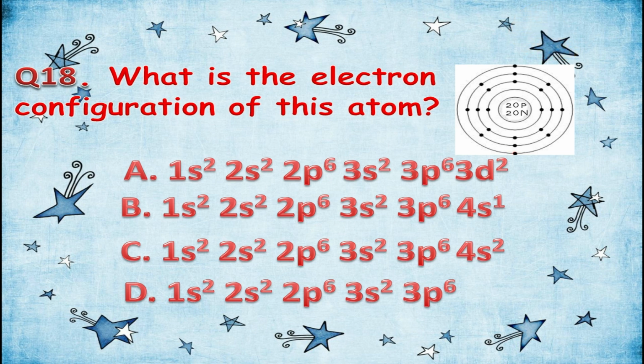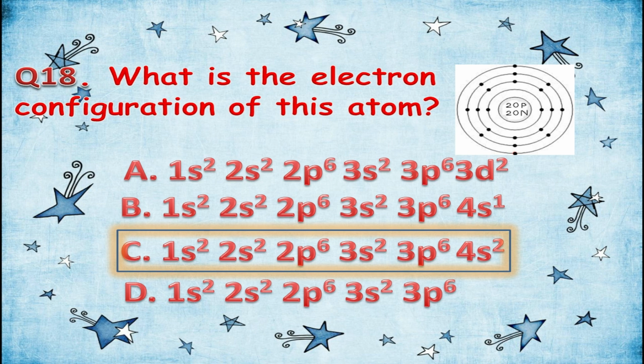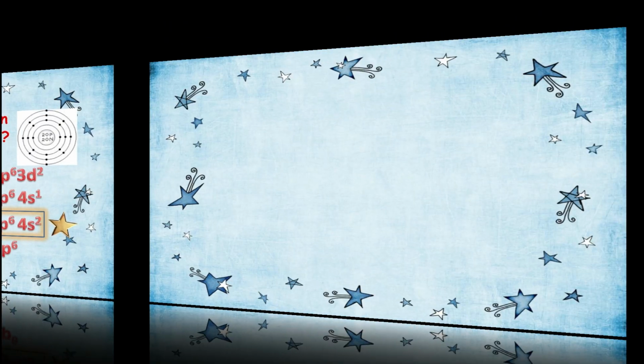Okay, time's up. The correct answer is option C, 1s2, 2s2, 2p6, 3s2, 3p6, 4s2. You got 1 point for this correct answer. Next question is question number 19.